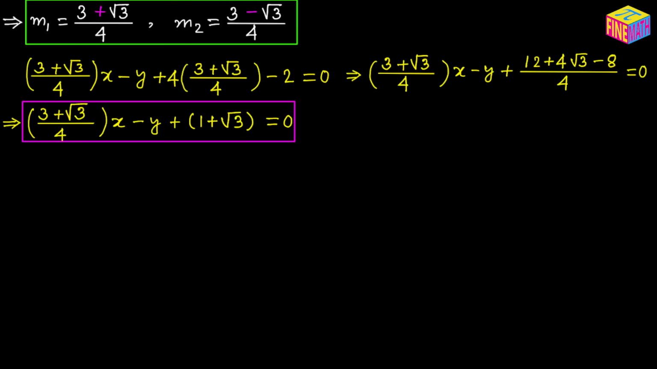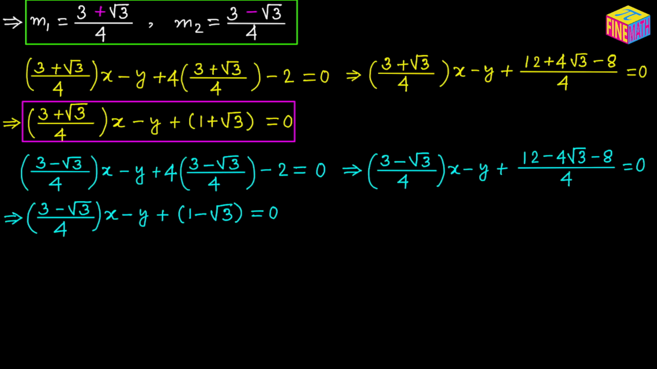Now let's try to find out the equation of the second DCT. We are going to use the value of m sub 2. The equation of the second DCT would look like this. Here I have simply used the value of m sub 2 in that same generic equation, and finally our equation looks like this. So we have found the equations of the two direct common tangents.